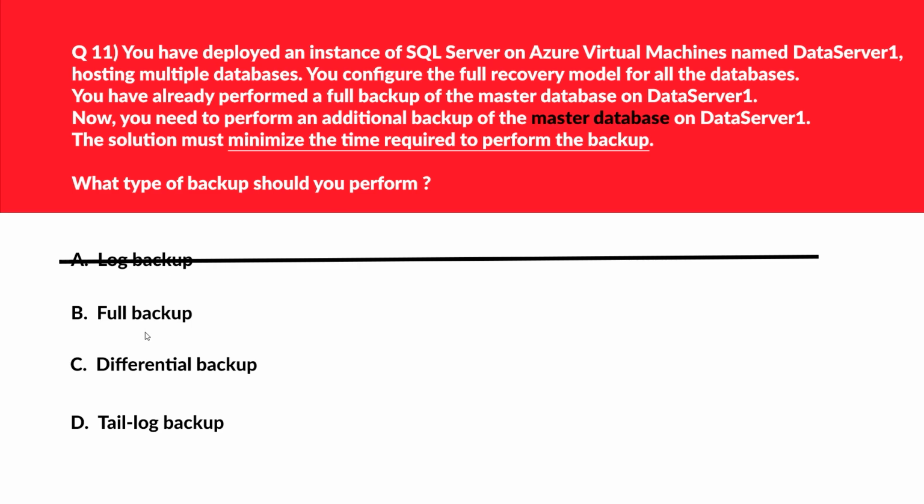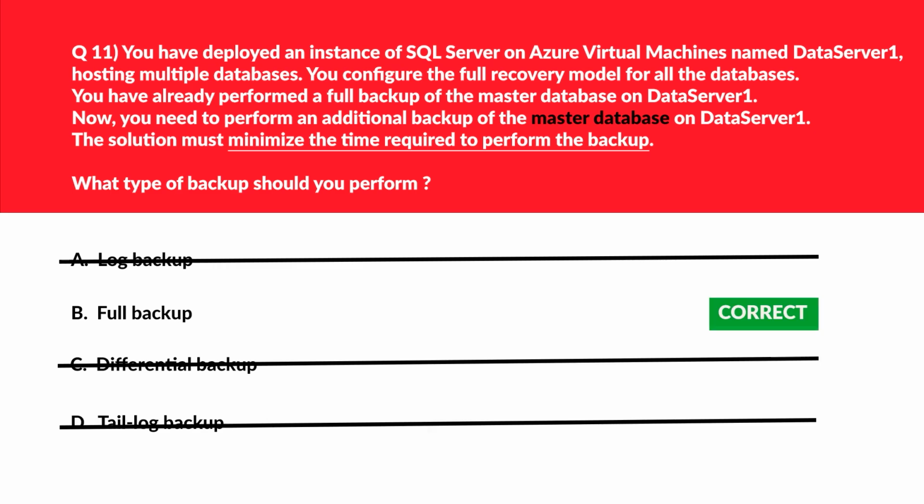We'll park this. Let's move to C and D together. C says differential backup, D says tail log backup. Differential backup and tail log backup cannot be taken on the master database. That's why C and D are out, and we will lock option B, full backup, as the right answer.